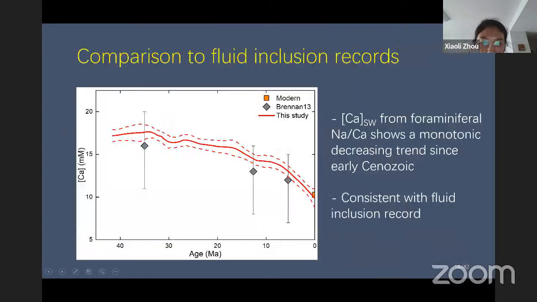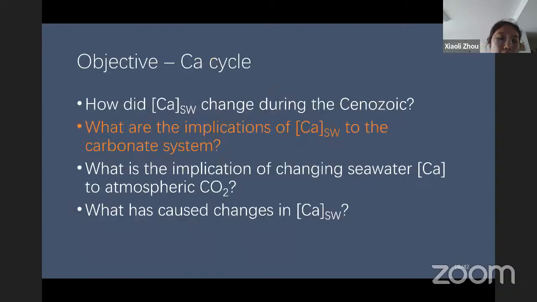Okay, so how does our record compare to the other ones? This shows that our record is generally consistent with the fluid inclusion records within the uncertainties. But our record provides a much higher resolution record compared to the fluid inclusions. Okay, now we know how the calcium has changed over the Cenozoic, but what does it mean for the carbonate system?